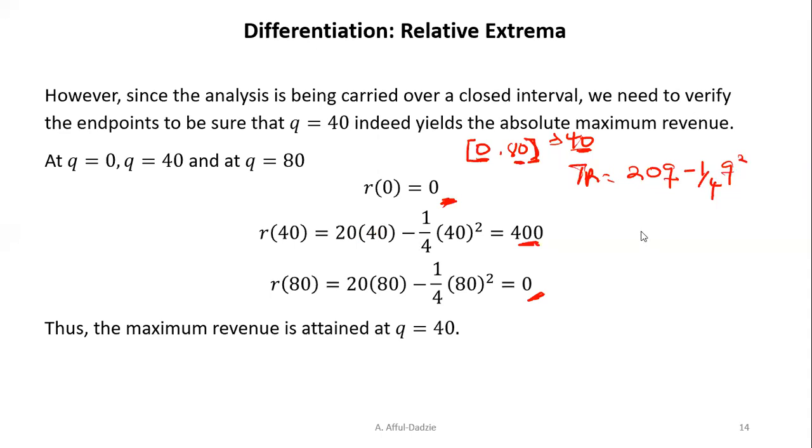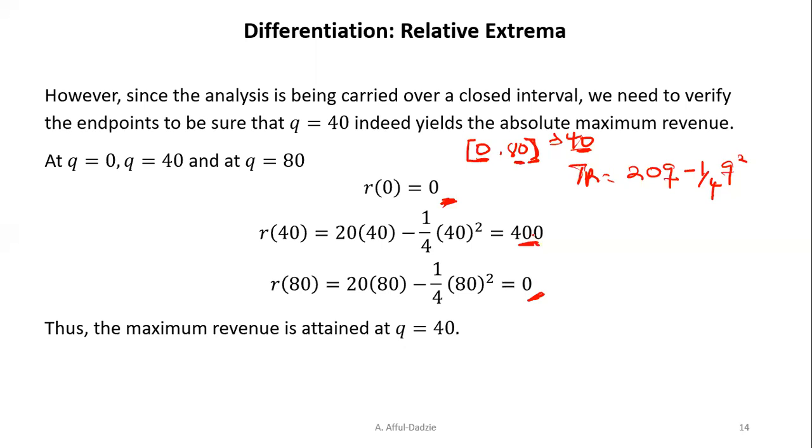Okay, so now you notice that we have tested the two extreme points, and they both didn't give us anything worth considering. However, the only one that did give us a good value was our maximum point. So indeed, the highest possible revenue would occur at 40.